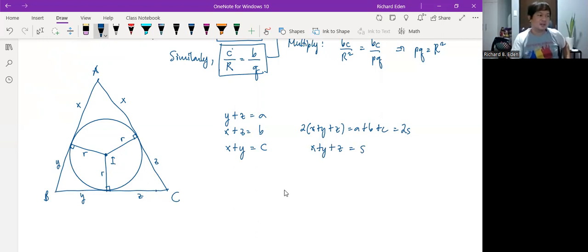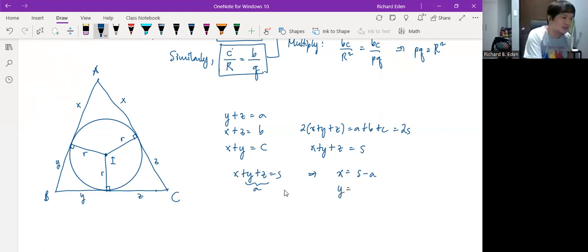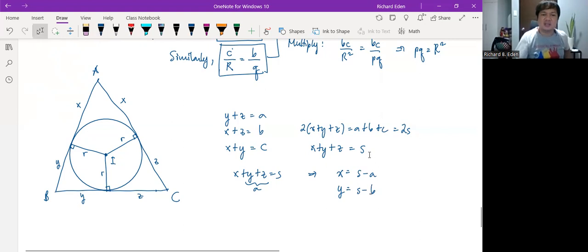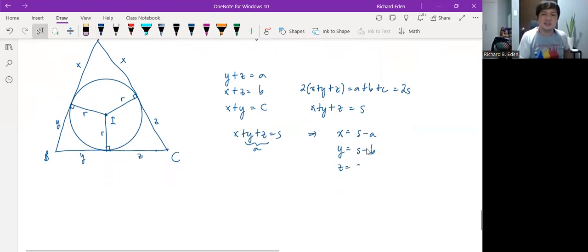it's actually possible to solve for X. Because for example, if you start with X plus Y plus Z equals S, this Y plus Z is A. So X is equal to S minus A. What about Y? S minus B. And then Z is equal to S minus C.